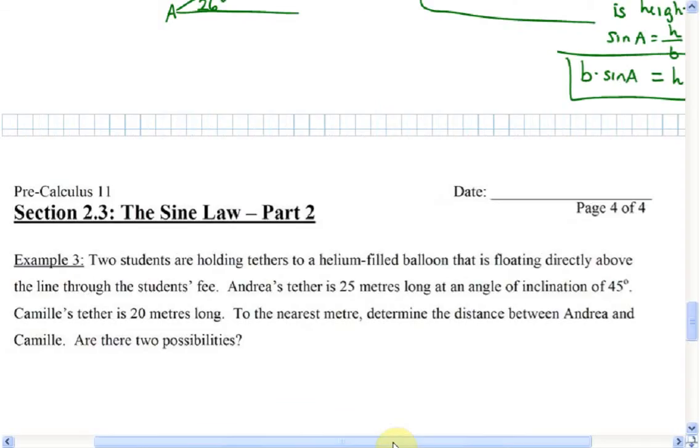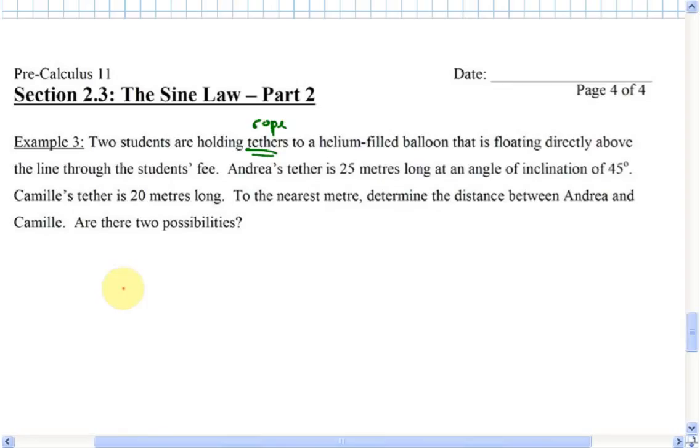Okay, two students are holding tethers. Do you know what tethers are? It's like a rope to a helium-filled balloon. So here's your balloon. Now, you've got two students holding it. So we've got one student over here, Andrea. And it says the angle of inclination is 45. So if you think about the angle of inclination here, this is 45 degrees.